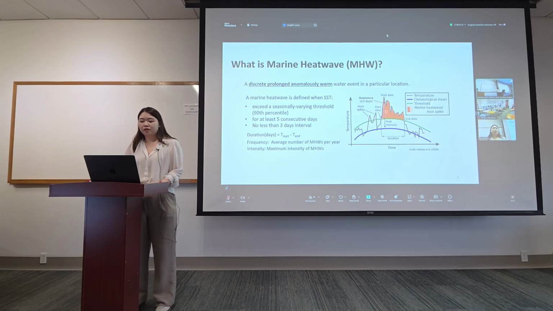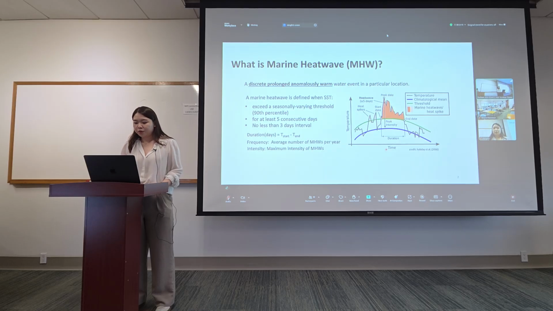We usually describe marine heat waves by 3 different metrics: the duration, how long this event lasts, and frequency. Here I use the annual average frequency, the average number of events that happen per year. And also the intensity. Here I use the peak intensity, which is the maximum temperature anomaly.